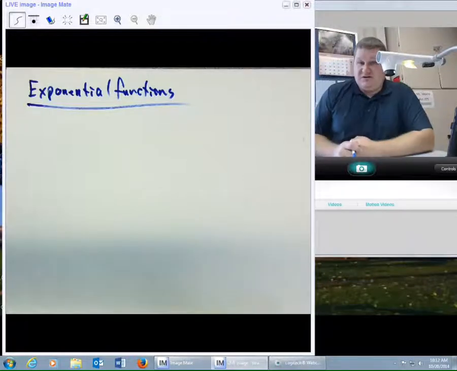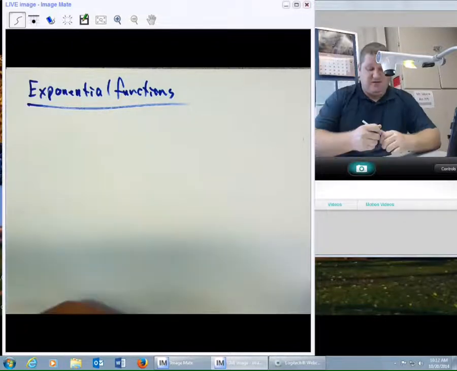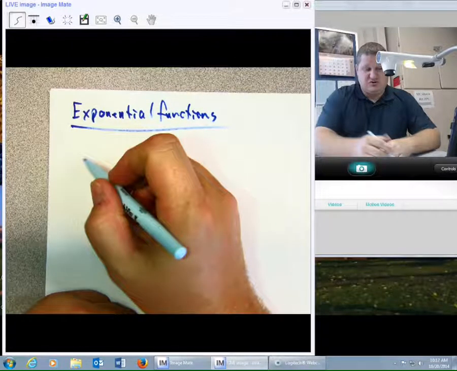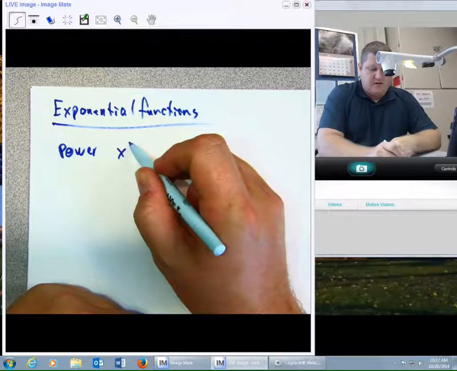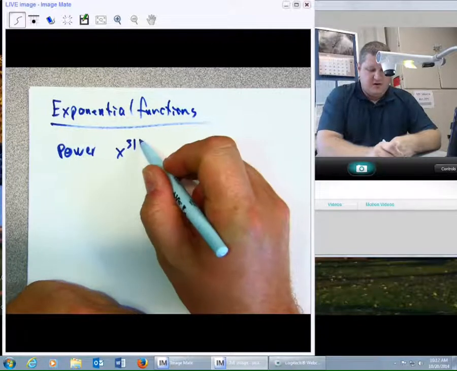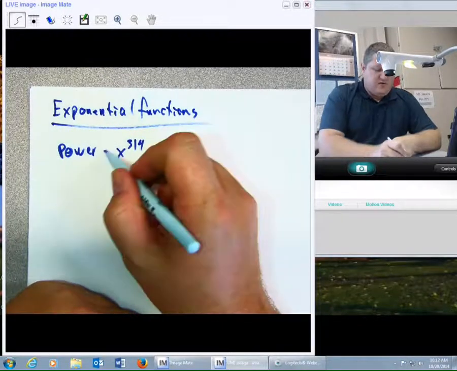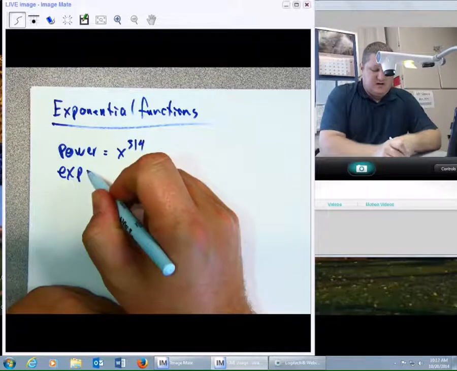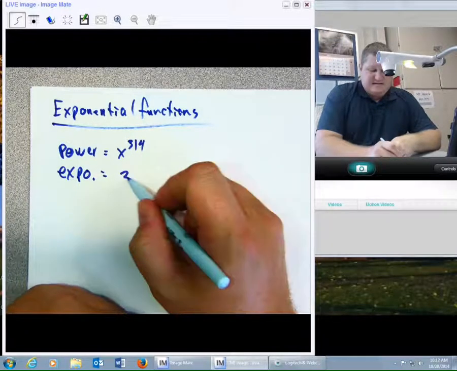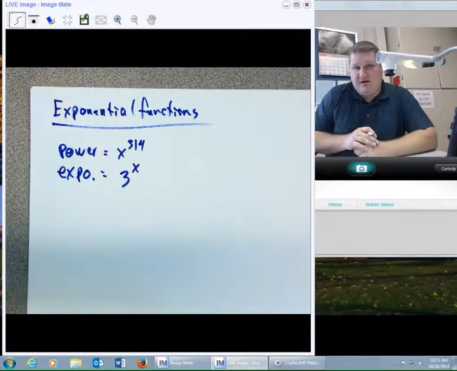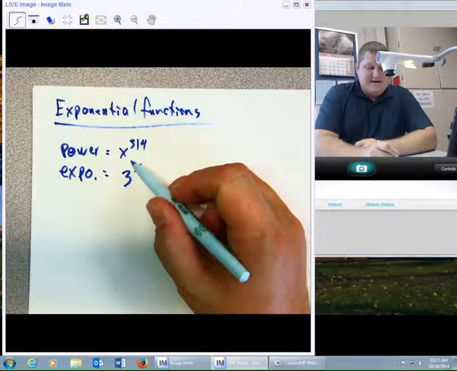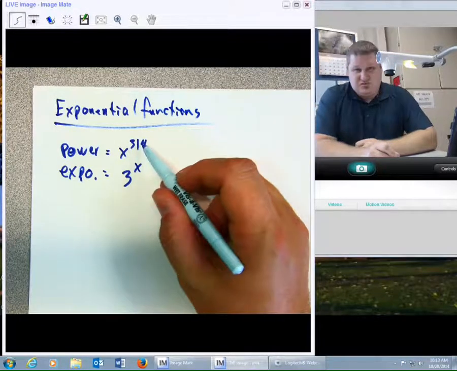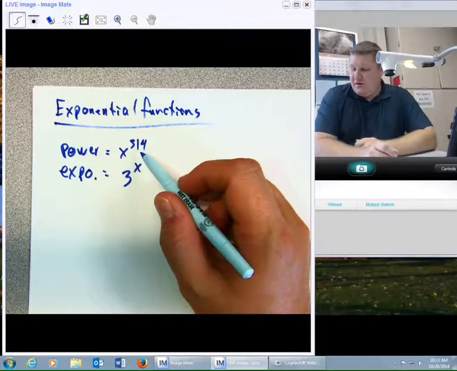Okay, ladies and gentlemen, let's start talking about exponential functions. Exponential functions are different from power functions in that power functions are x raised to some power, 3, 31, 314. Those are power functions. Exponential functions are going to be something raised to the variable. So it's actually the variable that's changing in the exponent, not a variable raised to some fixed exponent. So that's why we have exponential equations.